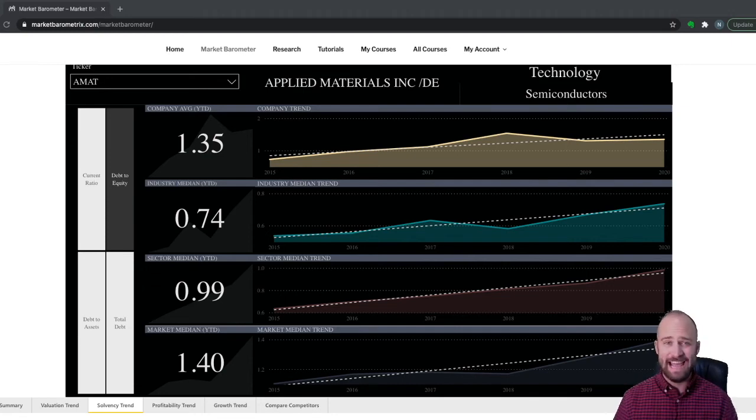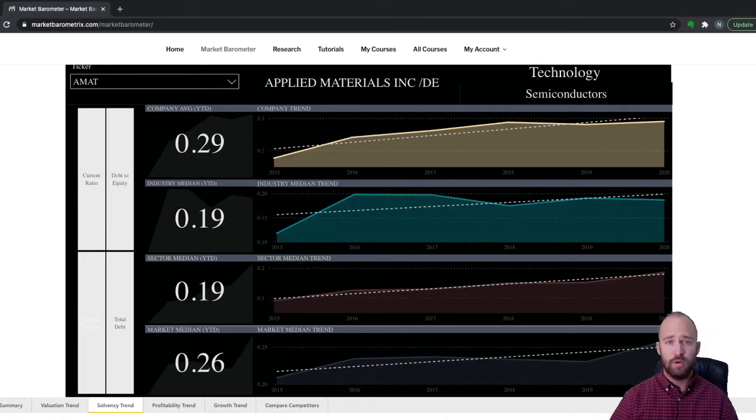Next, we have debt to assets, and I suspect, based on what we saw from the debt to equity reading, that we're going to see a debt to assets ratio in excess of the industry and sector medians. And sure enough, that's exactly what we're getting here. With the average year-to-date debt-to-assets ratio of 0.29, Applied Materials is financing a greater proportion of its assets using debt.